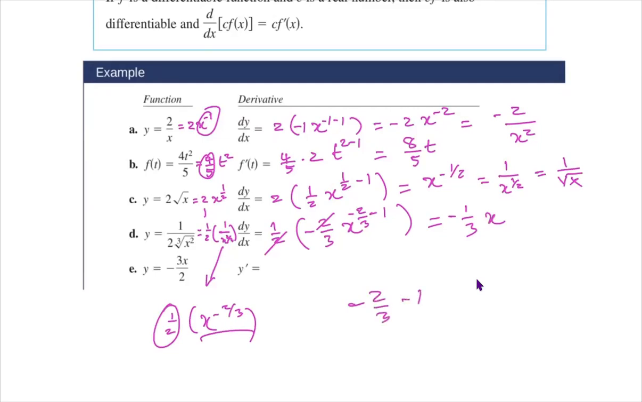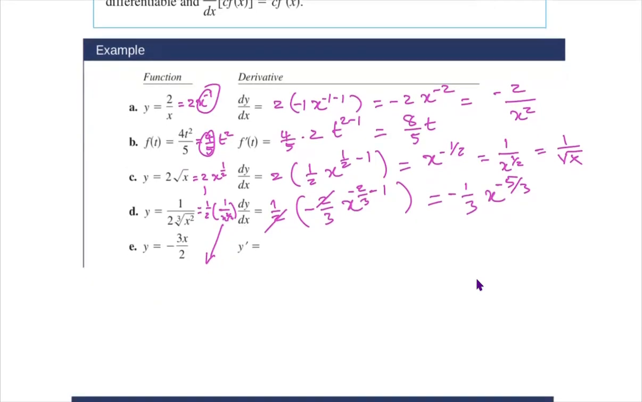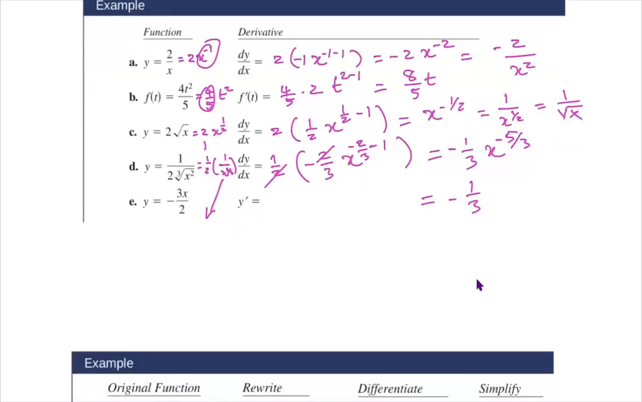That's negative 5/3. But I don't want to keep any negative exponent or rational exponent. So I'm going to transform this, the rational exponent as a radical and the negative exponent as a fraction. So that will take me to negative 1/3, 1 over the cube root of x to the 5th.